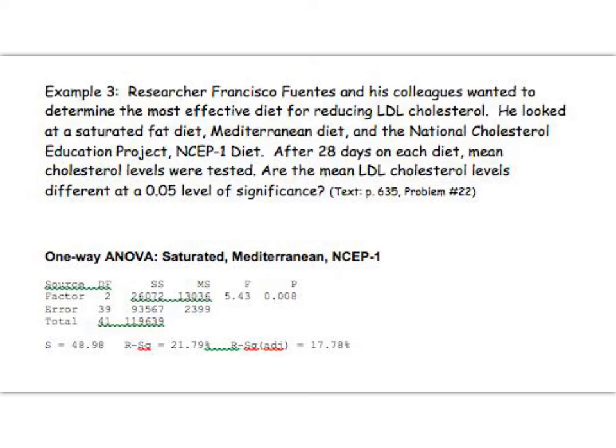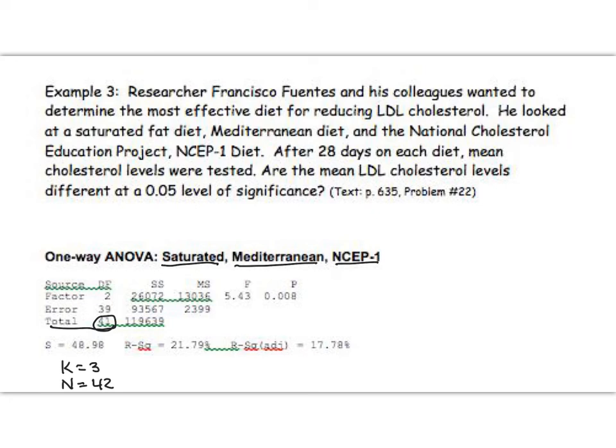After 28 days on each diet, mean cholesterol levels were tested. Are the mean LDL cholesterol levels different at a 0.05 level of significance? So we have the saturated fat diet, the Mediterranean diet, and the National Cholesterol Education Project diet. So that means that we have 3 groups. And if we look down here, n minus 1 is 41. That means that n is 42.